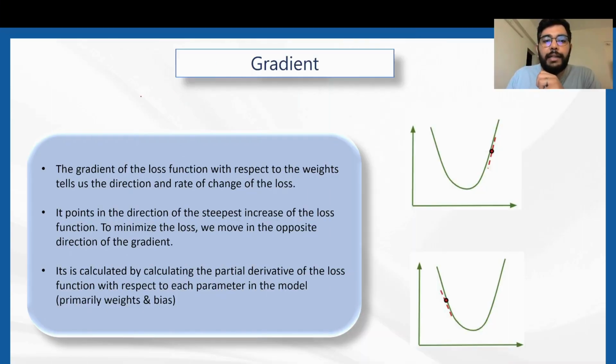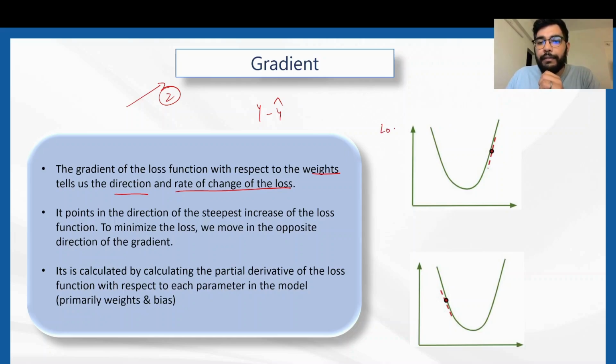So let's try to understand the second characteristic of gradient descent, that is, the gradient of the loss function. The gradient of the loss function with respect to the weights and biases of a neural network tells us the direction and rate of change in the loss. As we have already discussed, the objective of any model is to minimize the loss function, that is, the gap between the actual and the predicted value.